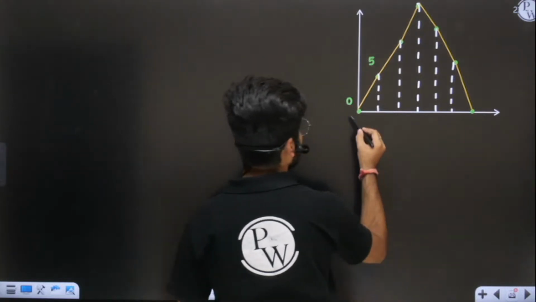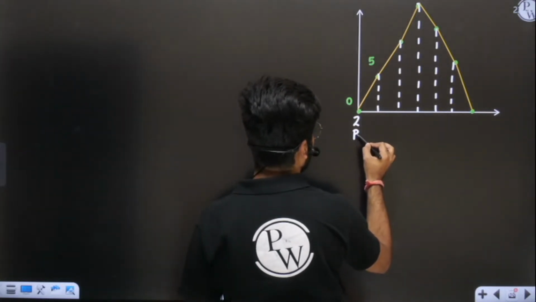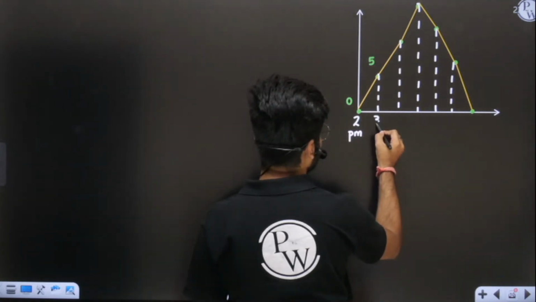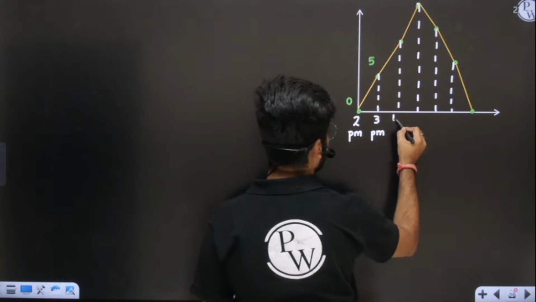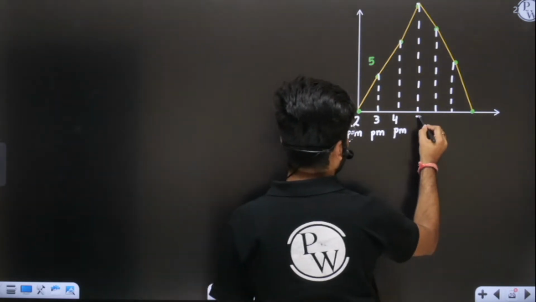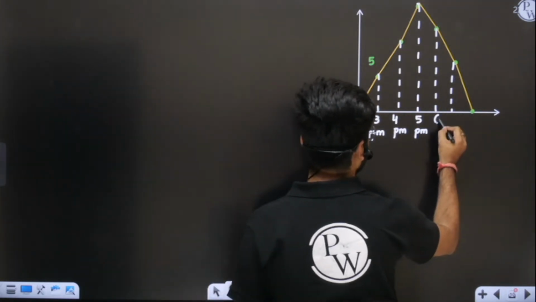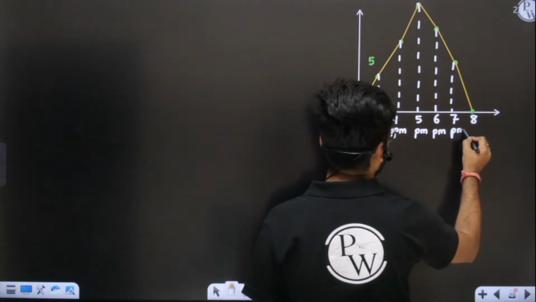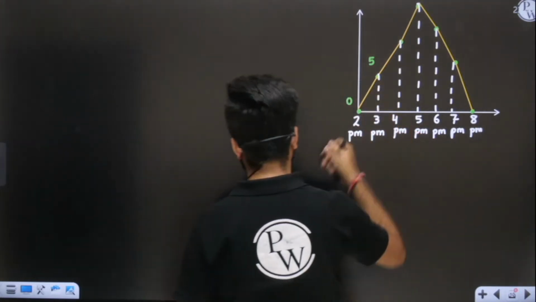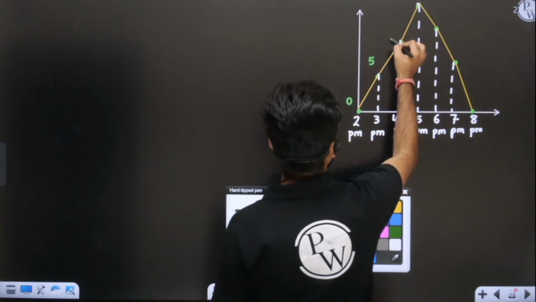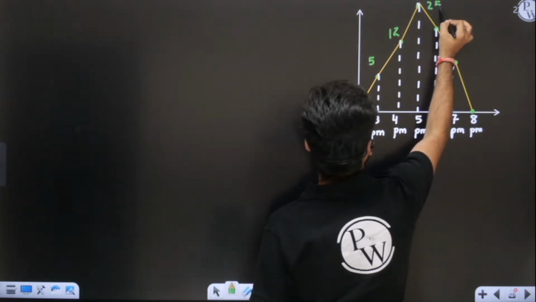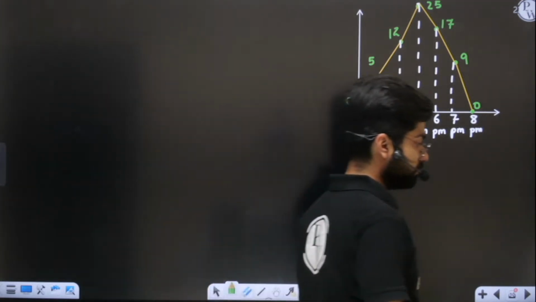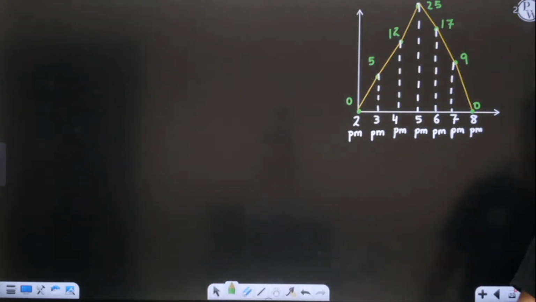Okay, starting from 2 p.m. This is 2 p.m. With a 60-minute interval, this means this is 3 p.m., this is 4 p.m., 5 p.m., 6, 7, and 8, like this. These values are 0, 5, 12, 25, 17, 9, and 0. Okay. So discharges are given to me.